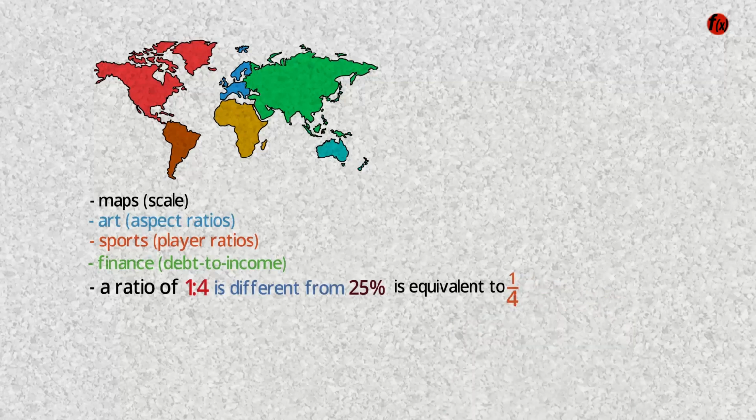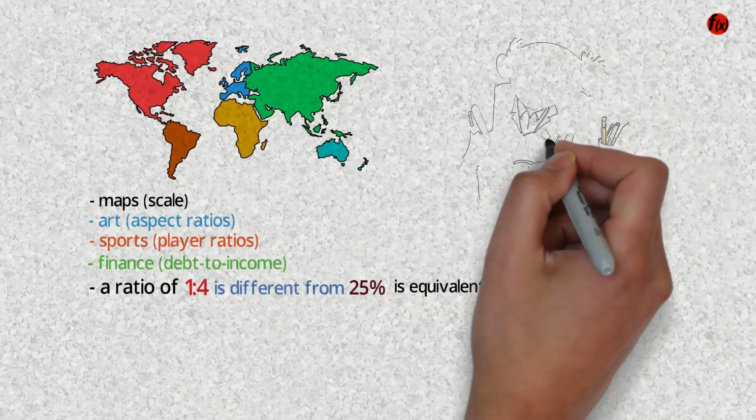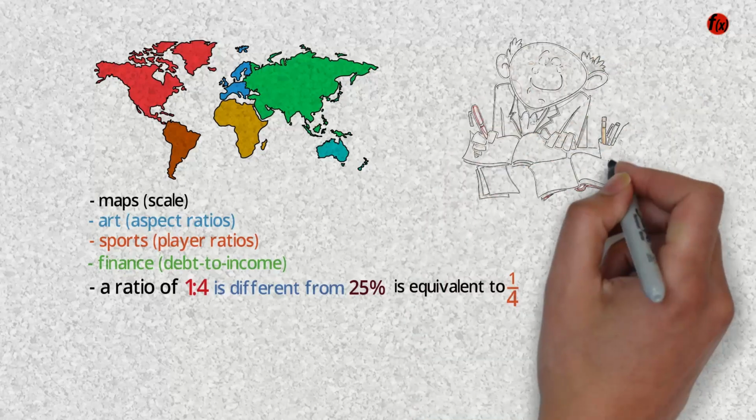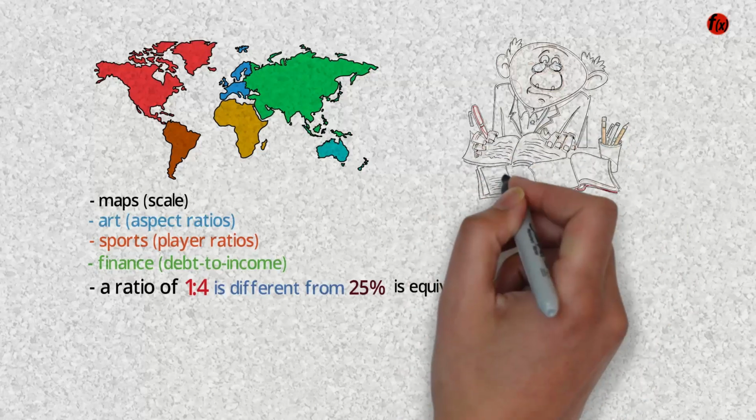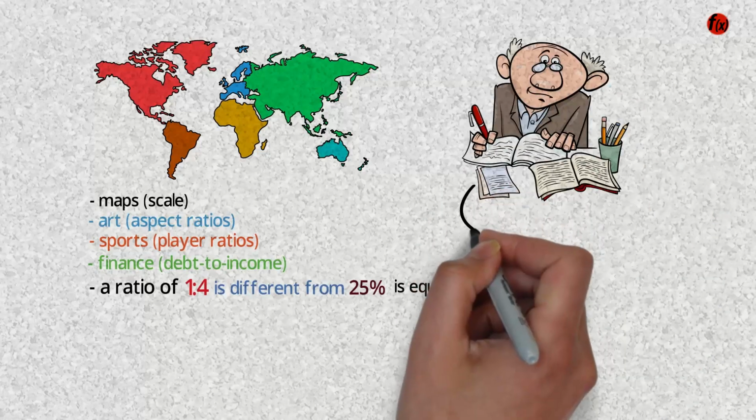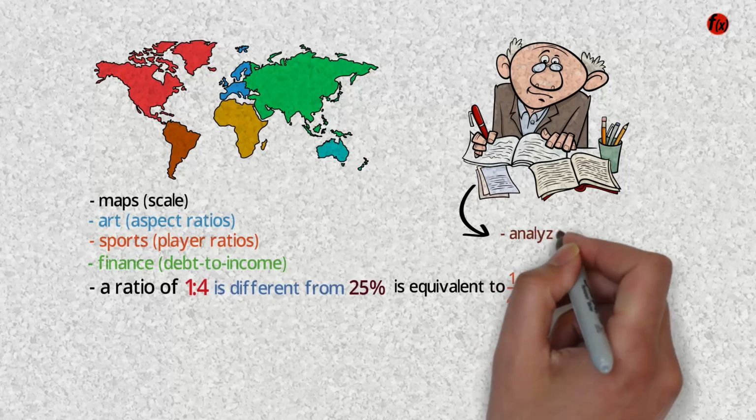In summary, a ratio is a comparison of two quantities, and it can be expressed in different forms. Understanding ratios and their applications can help you make informed decisions and analyze data in various fields.